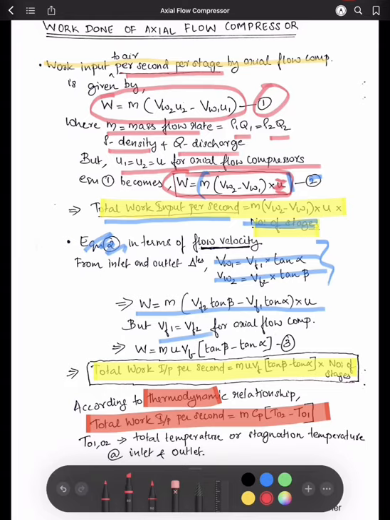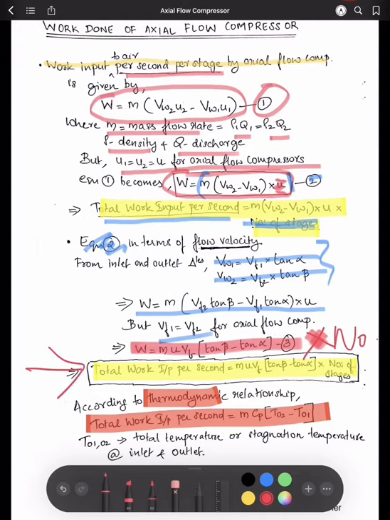the equation becomes W is equal to m U VF (tan beta minus tan alpha). This is the equation number 3. So this is the work done on the air per second per stage. So in order to find the total work input, we'll multiply that with the number of stages, which is this equation.